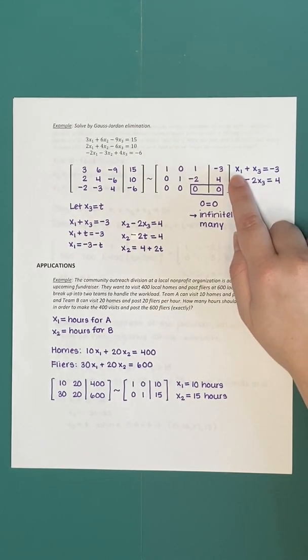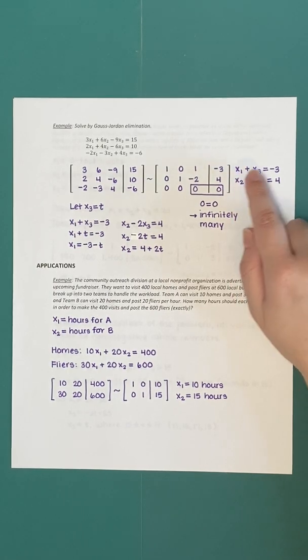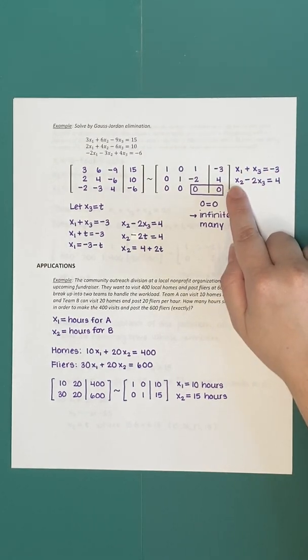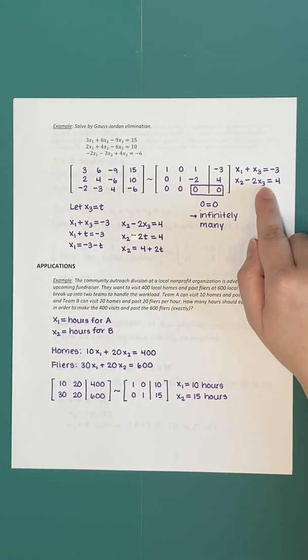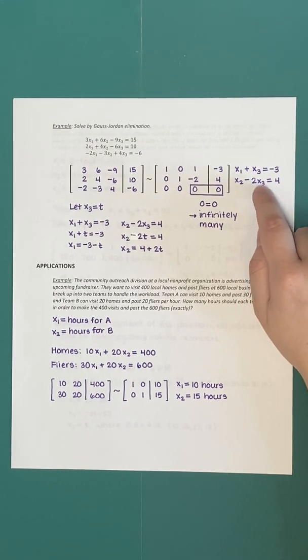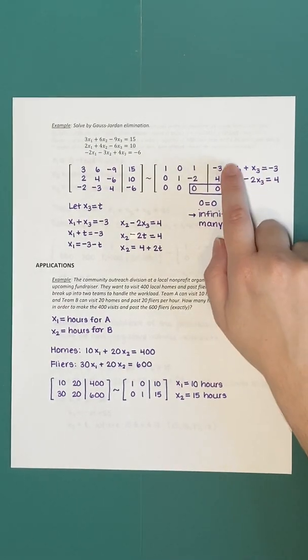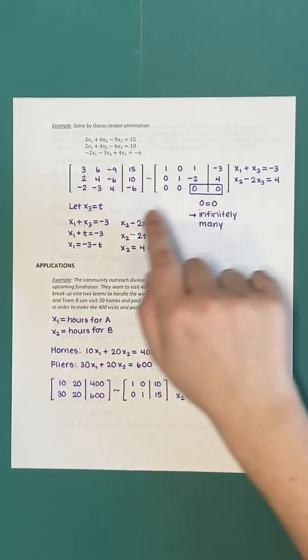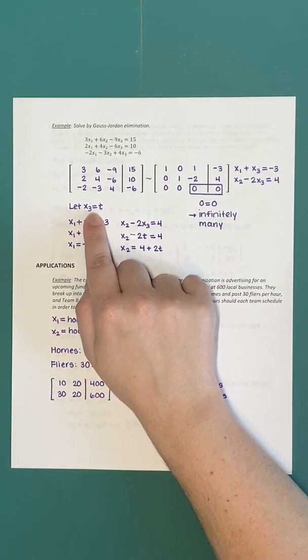So we could solve for x1 in terms of x3. In other words, we could find a formula for x1 that involves x3, and we could also find a formula for x2 that involves x3. So because this is the commonality between these two equations, that means x3 is going to be the variable that we replace with our parameter, with our open variable.